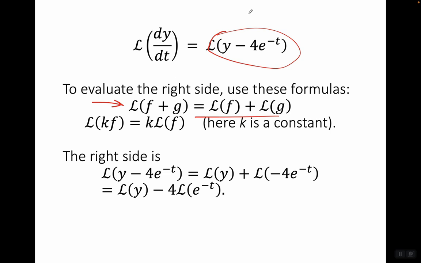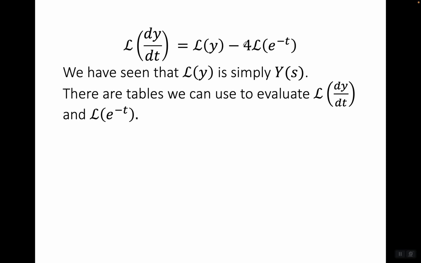Okay, so again, the right side looks like this, and we can break that up as L of y plus L of negative 4 e to the negative t. In other words, it's L of y minus 4 L of e to the negative t. So we know how to calculate L of y. L of y is simply y of s. We've seen that before. And there are tables that we can use to evaluate this and this.